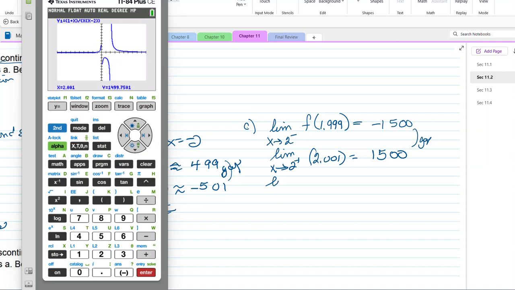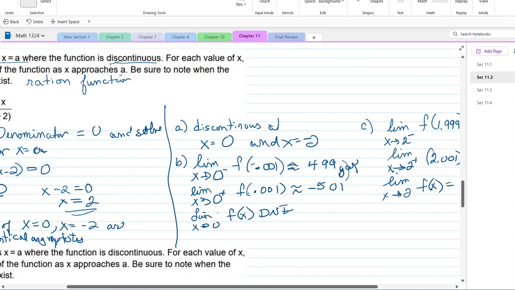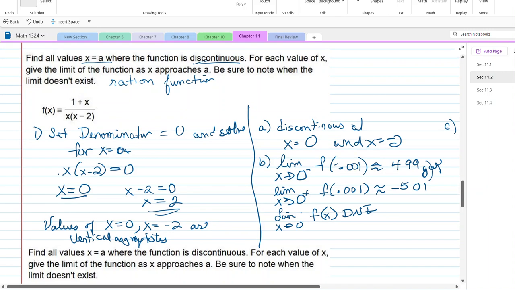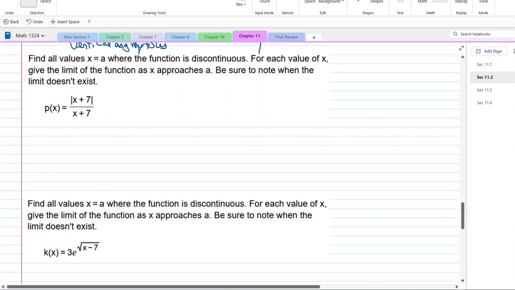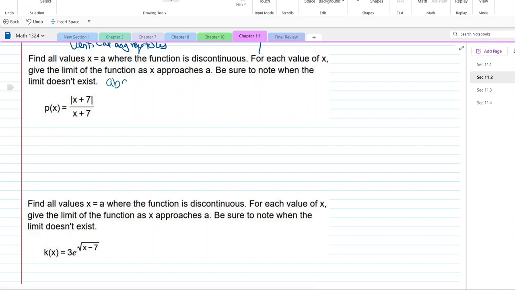So the limit as x approaches 2 of f of x does not exist. All right. So we've done that part, and we've answered all of the questions. Now this one's important only because it has an absolute value numerator.